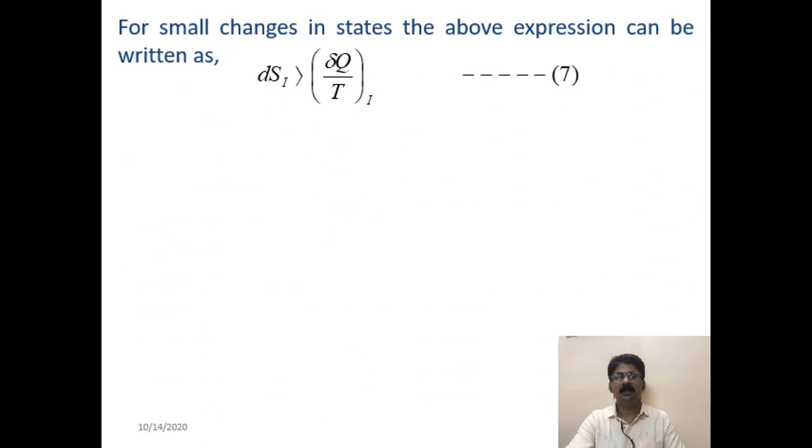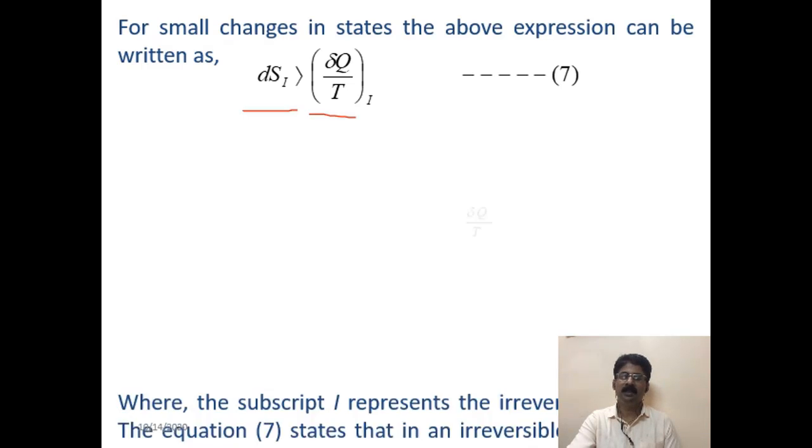Now let us continue with the derivation. So for small changes in state, the above expression is written for a particular process. Now you can write it in general form as dSi, that is for an irreversible path, is greater than del Q by T for the irreversible path. That means for an irreversible path, the change in entropy dS is greater than the ratio of the heat transfer during that process to the absolute temperature.